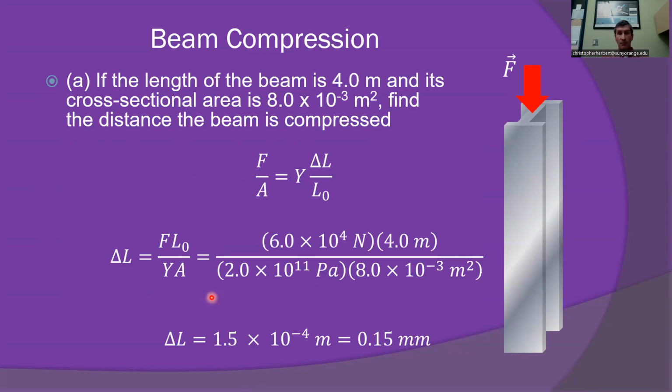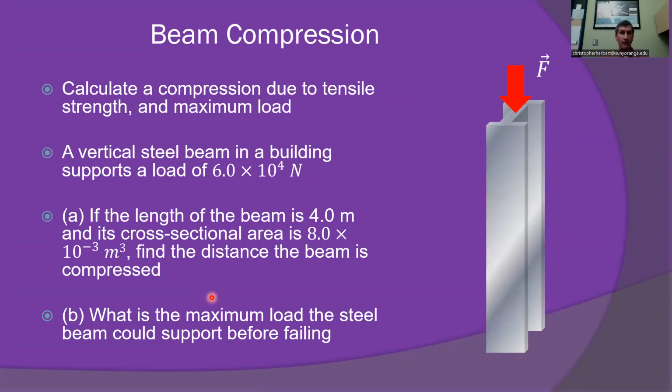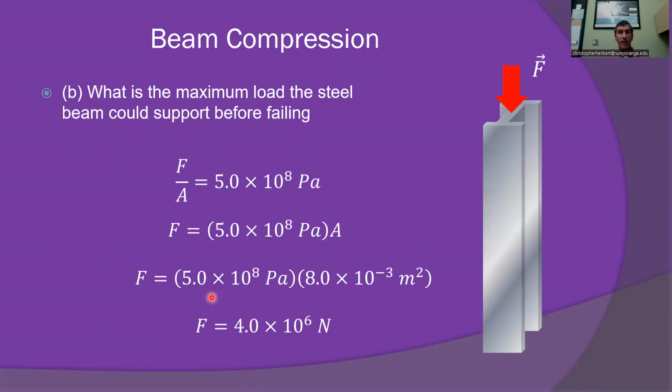So in this realm right here, we have a force of 6 times 10 to the 4 newtons. We can take up to 4 times 10 to the 6 newtons, really almost a magnitude of 2 difference between the two. So, loading that with 6 times 10 to the 4 newtons is well within the realm of what that beam can take by more than a magnitude, almost 2 magnitudes.